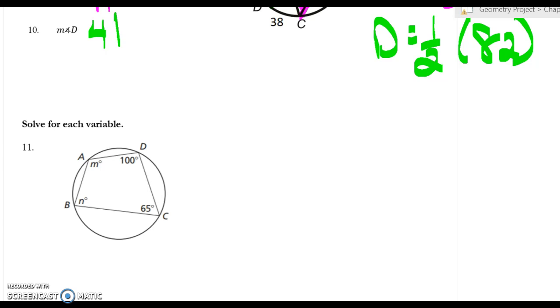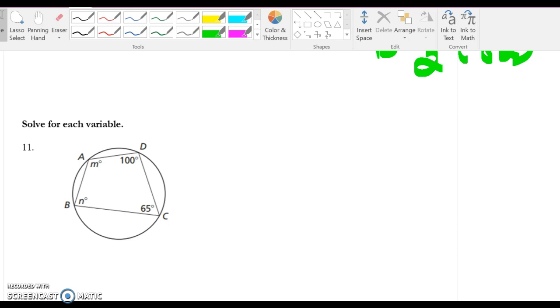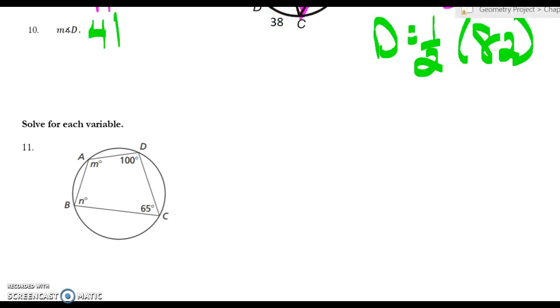All right, now last problem. Let's see if you can solve for M and N. Remember, the rule for inscribed polygons is that opposite angles are supplementary. So go ahead and try it and then come back when you think you have it.